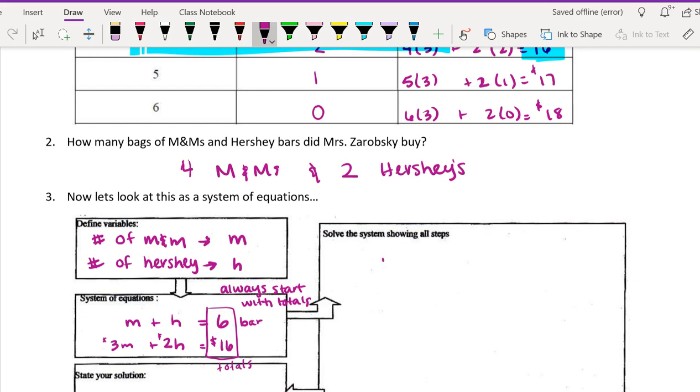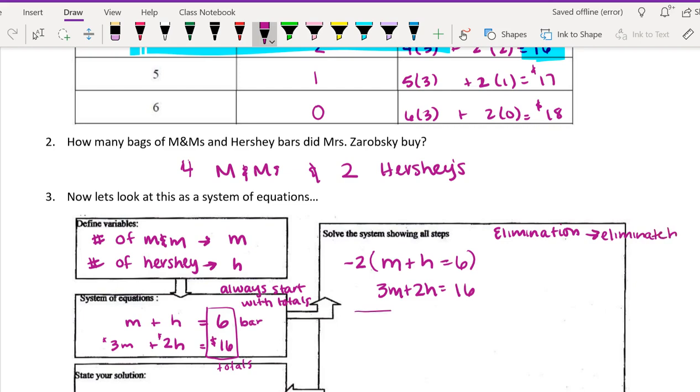All right, so now we're going to solve the system showing all steps. So M plus H is equal to 6, and 3M plus 2H is equal to 16. Because these are already set up in standard form, elimination is probably going to be your best bet to solve. So I'm going to eliminate the H's. So this has a positive 2 and this has a positive 1. So I'm going to take this equation, I'm going to multiply it by a negative 2 because I want the H's to eliminate. So I'm going to eliminate H first.